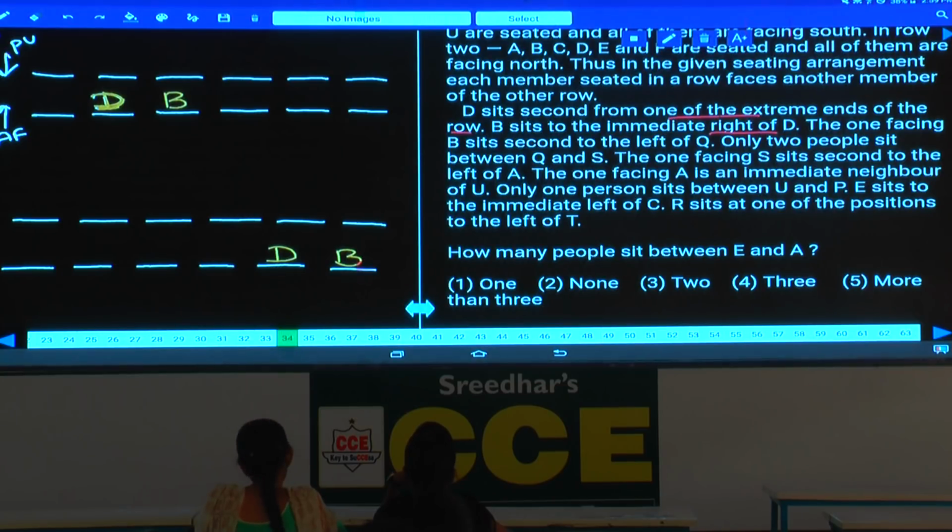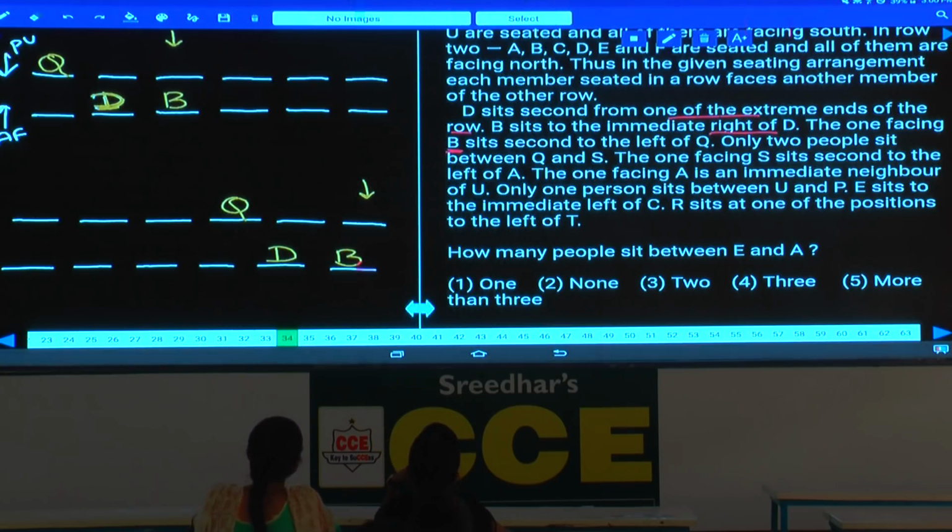There are two different possibilities. B sits to the immediate right of D. The one facing B sits second to the left of Q. Now we are talking about this person. This person is seated second to the left of Q, that means Q must be at this place, isn't it? The person who is facing B is seated second to the left of Q, hence Q must be here.